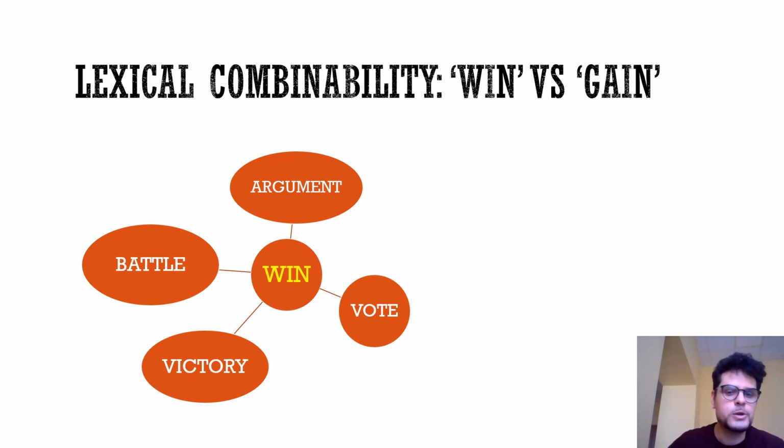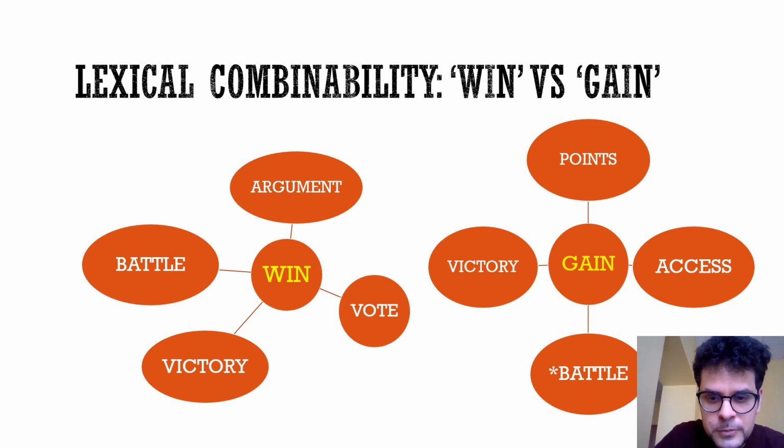So for instance, we can win an argument, we can win a battle, we can win a victory, we can win a vote. Gain, we can't really gain a battle. See here, battle has got the asterisk that indicates that something is not allowed in the language. However, we can gain access to something, we can gain points, or we can gain a victory. So with victory, you can gain or win a victory. Here in this context, we can use them pretty much as synonyms, but not in the others, because they have a different collocational range as words.